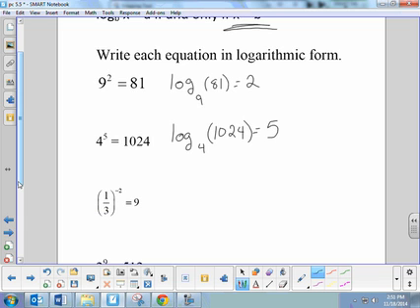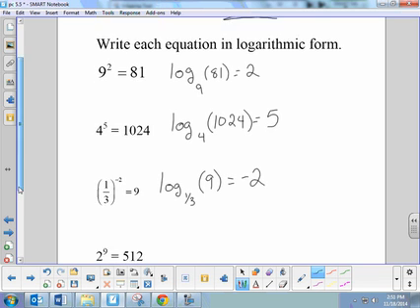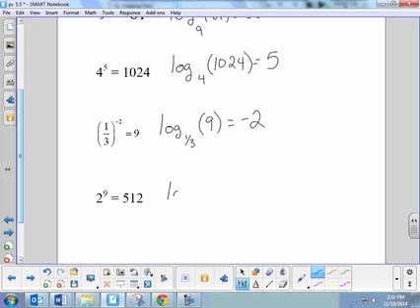Don't be worried if you see something with fractions or negative exponents. They are going to happen. You treat them exactly the same. The log, and my base now is 1/3, of 9. It's just going to equal my exponent, which is -2. The log, and my base is 2. Your base is always going to be the number that's with your exponent, of 512. You don't have to put parentheses. I'm usually in the habit of it because it looks a little neater. Equals 9.